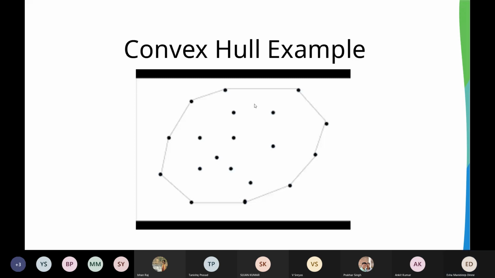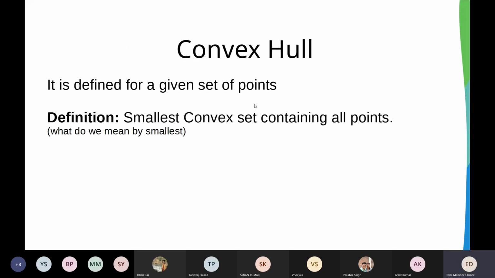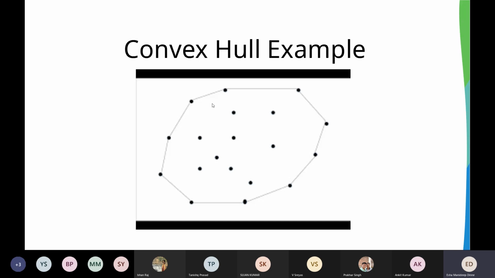That is a convex hull containing all these points. So generally by convex hull, we mean the boundary of the convex hull, because that is the thing we'll be working on the most anyway. So for this set of points, we can see that this polygon is the convex hull.